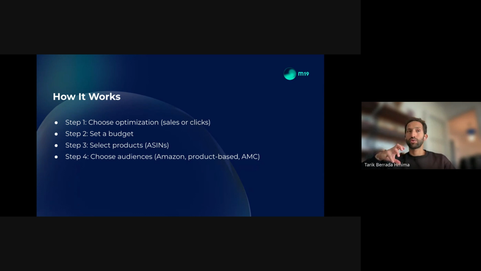Then you select the products that you want to feature or promote on DSP. And last, you choose your audience. Either you pick from the pre-built audiences by Amazon that are available by just selecting and clicking, or you can even use your own pre-configured audiences that are either product-based or AMC-based, like custom audiences. You have the option also to use your own custom audiences inside M19 strategies.